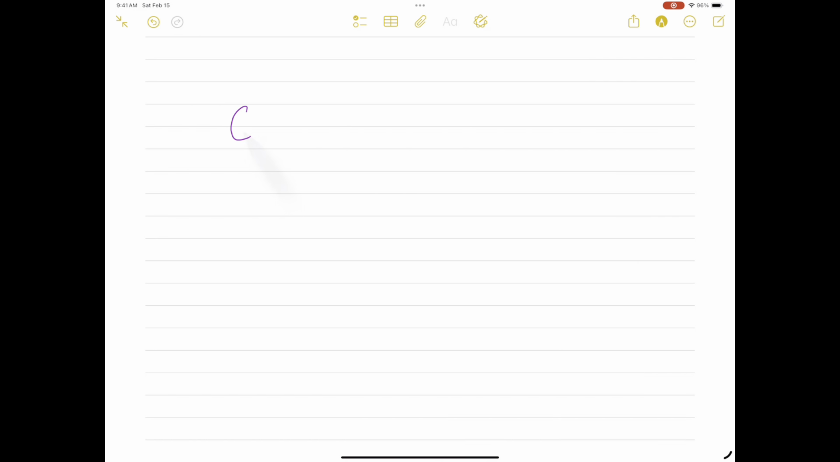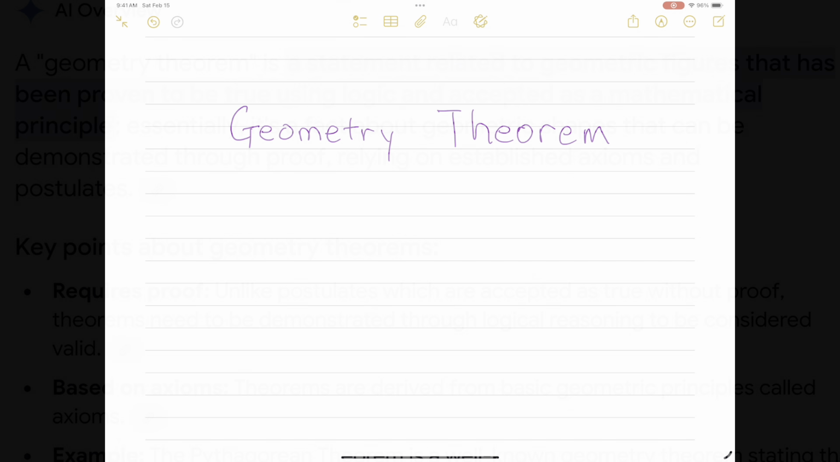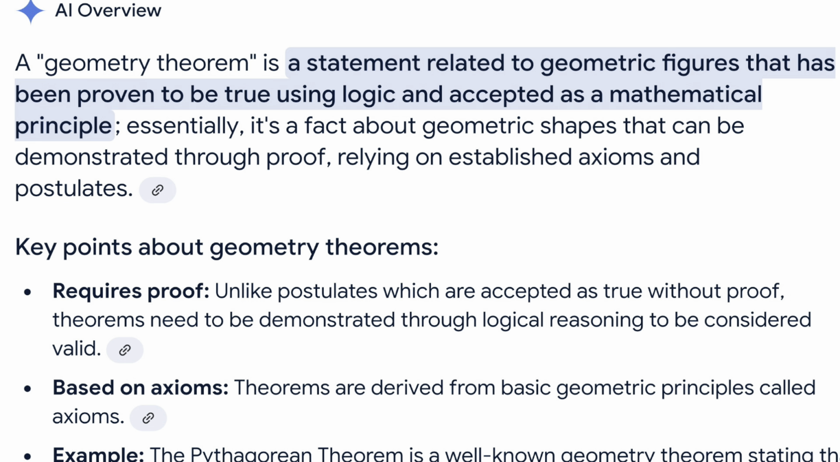Another mathematical concept I want to introduce you to is geometry theorem. A geometry theorem is a statement related to geometric figures that has been proven to be true using logic and accepted as a mathematical principle. Essentially, it's a fact about geometric shapes that can be demonstrated through proof, relying on established axioms and postulates.